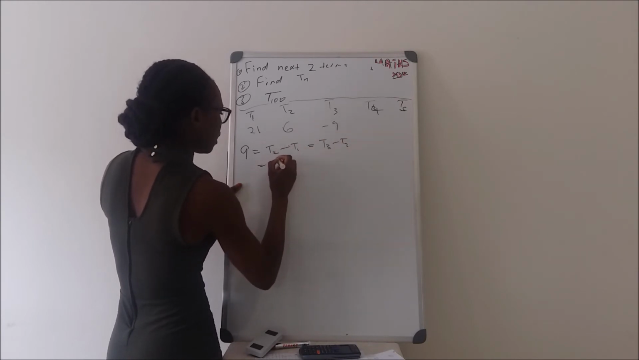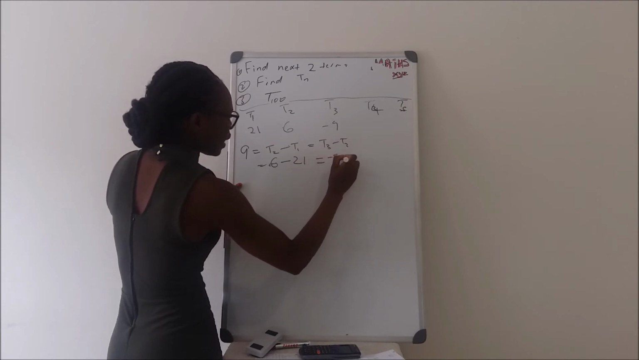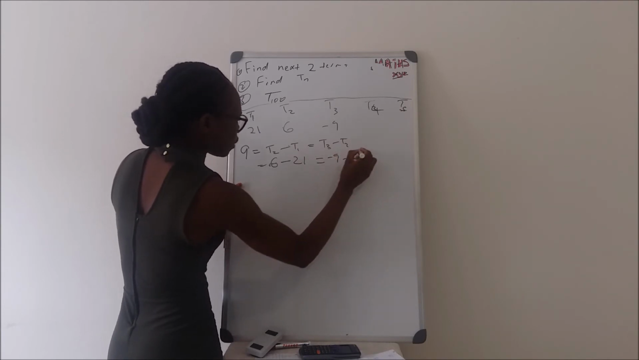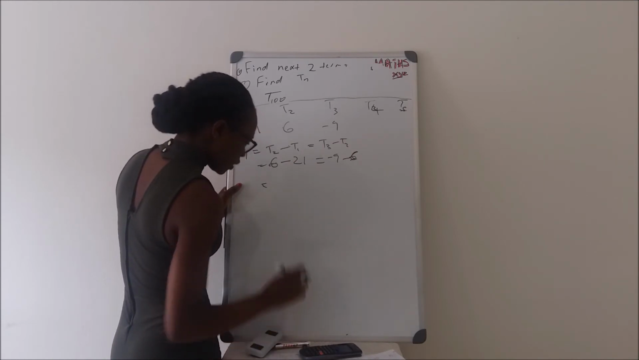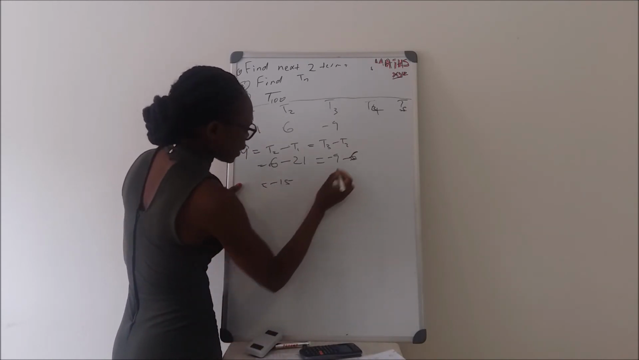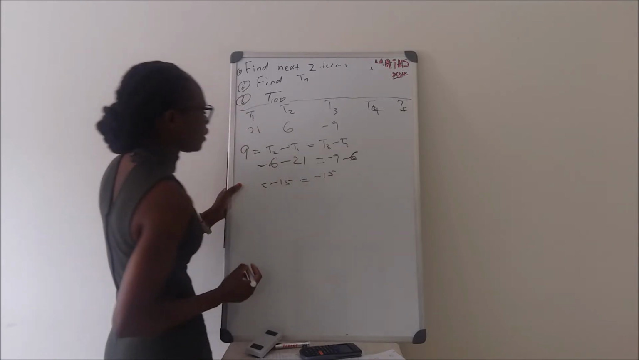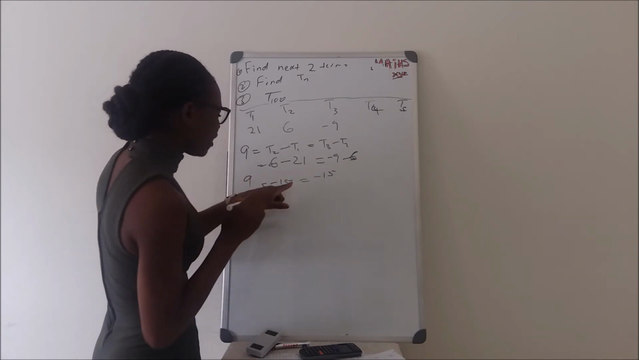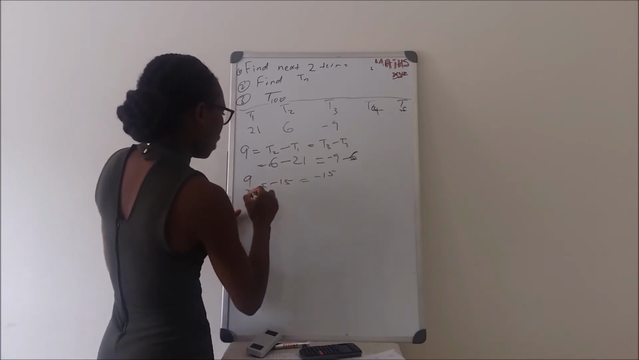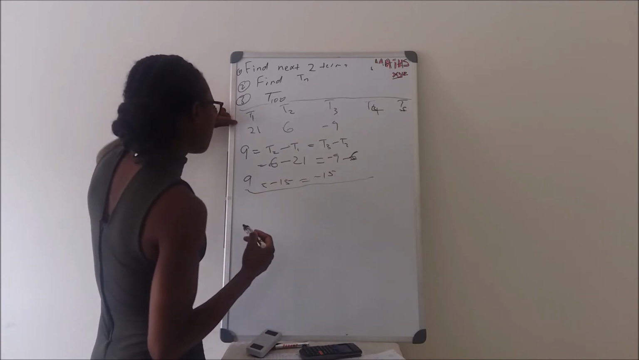Alright, this is 6 minus 21 is equal to negative 9 minus 6. Of which 6 minus 21 is equal to negative 15, and negative 9 minus 6 is also equal to negative 15. So our A this time is negative 15. Now after this, we know that the expression is a linear equation.